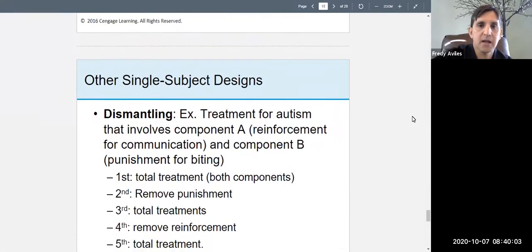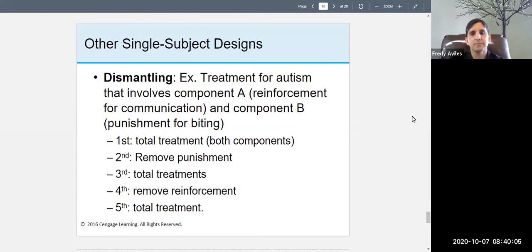But I believe that example comes up here. Here's an example, but not with AIDS, this is another example of a dismantling design. You have a treatment for autism, let's say, that involves component A and component B. Component A is reinforcement for communication.